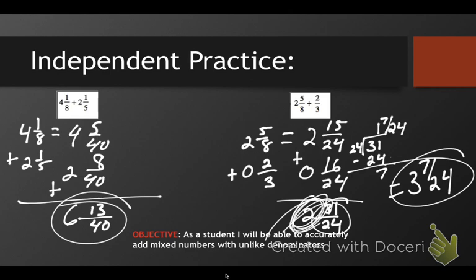Ladies and gentlemen, those are your 2 independent practices. If you still do not understand and you need help, if you missed them, you need to come see me. I would be glad to help you.